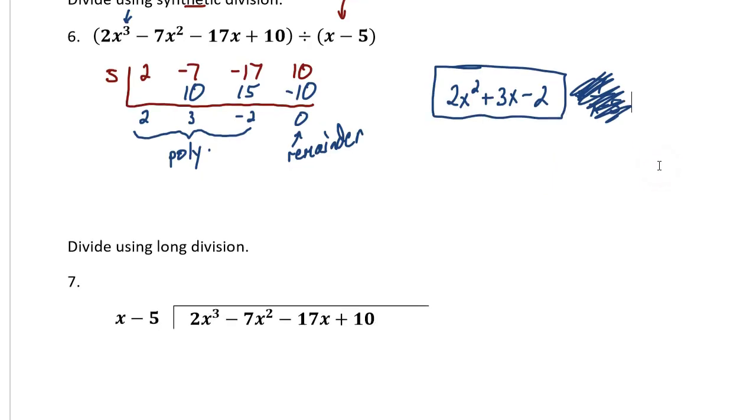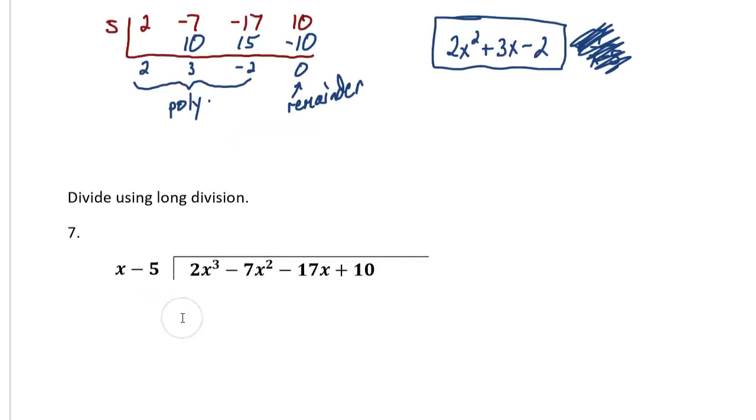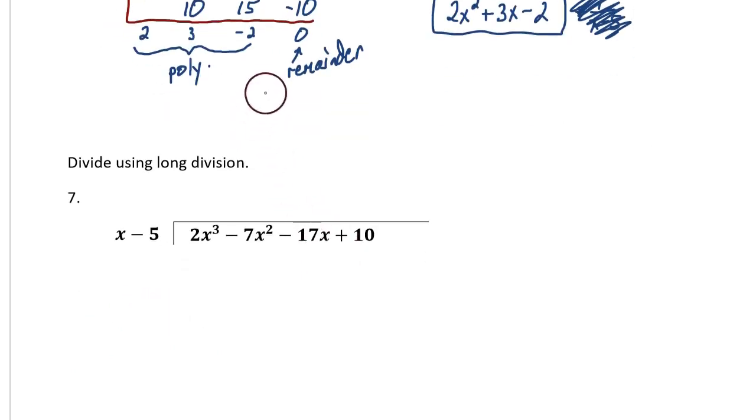Now number 7, it is the same question, but using the long division process from earlier this year. We have to get the same answer in 7 as we did in 6. So look at the leading term and look at this leading term. X times what makes 2x cubed? That would be 2x squared. 2x squared times x is 2x cubed. 2x squared times negative 5 is negative 10x squared. Now subtract. Negative 7x squared subtract negative 10x squared is 3x squared.